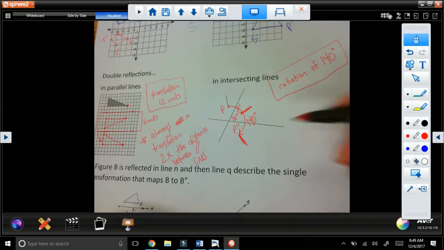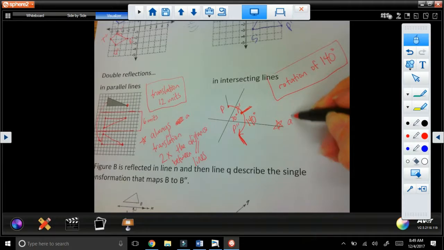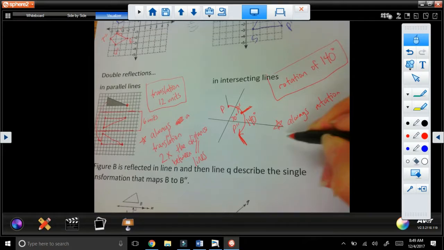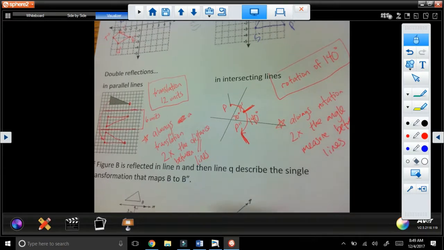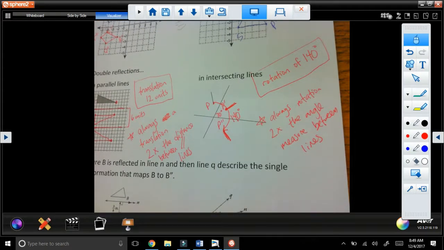And the way you're going to know this is if they're intersecting lines, it's always going to be a rotation 2 times the angle measure that's between the lines. So the next thing is just the way that these questions are going to look. Don't overthink this. If you know these rules, then you'll be all set, and these questions should go pretty quick.